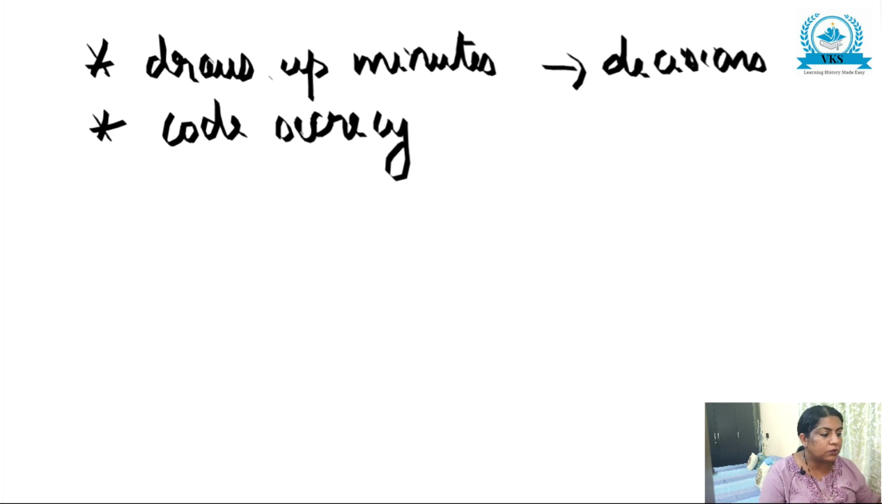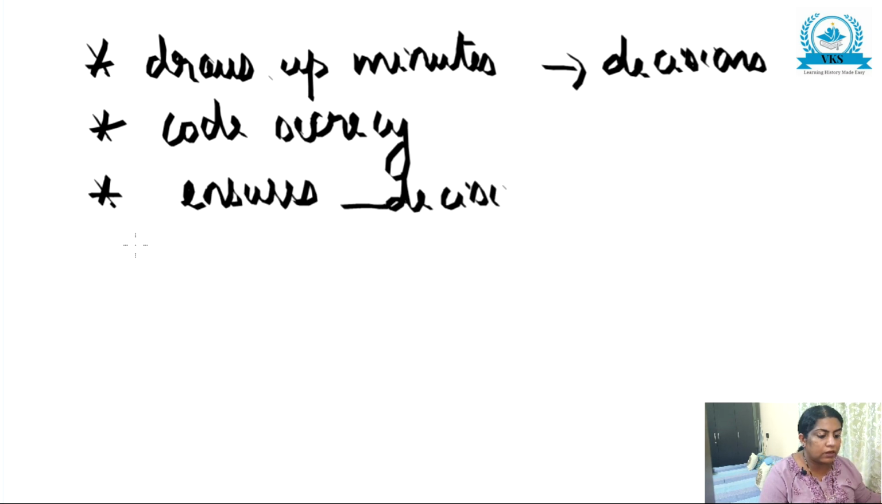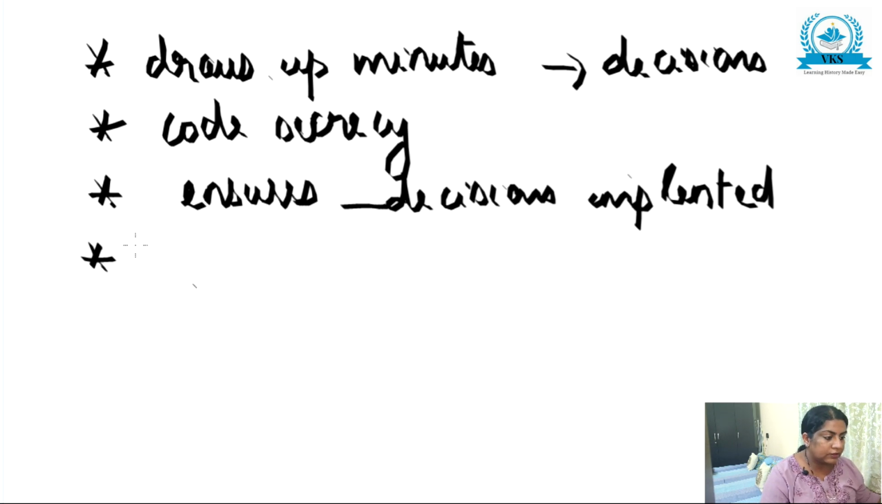He has to ensure the decisions are implemented properly. All the decisions are implemented properly. That has to be ensured by the cabinet secretary.